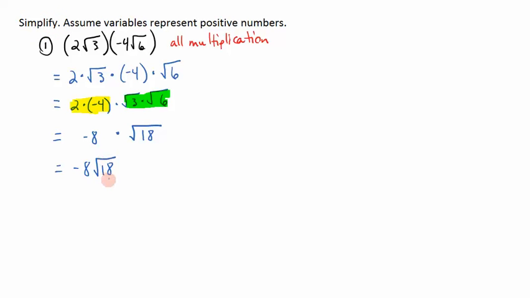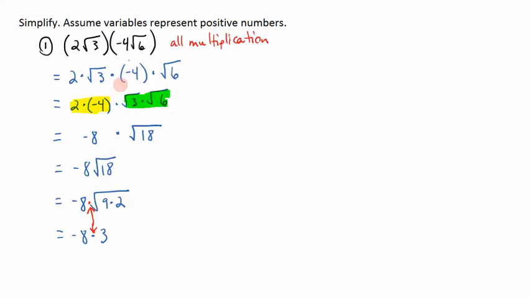So what that means is whenever I have a radical, I need to see if it will split. And I know I can split 18 using 9 times 2. So that gives me negative 8 times the square root of 9 is 3. Now how do I know it's times right here? Because up here, this is times. I have negative 8 times the radical.